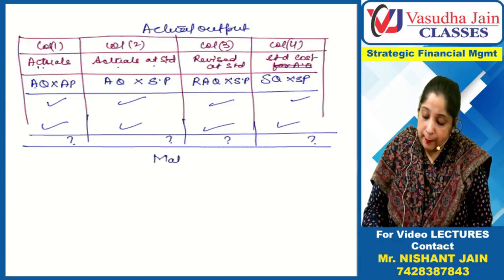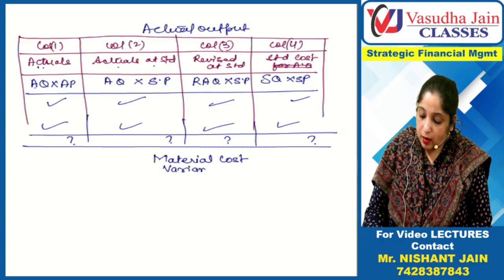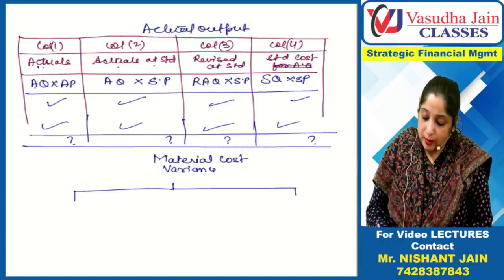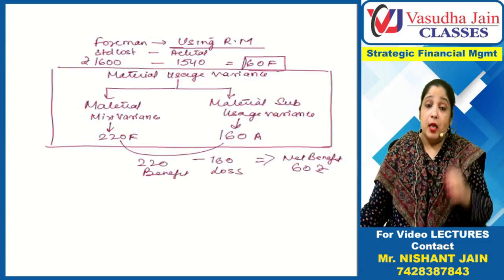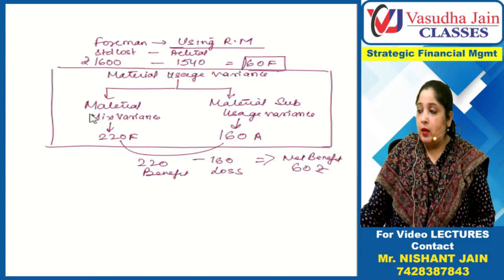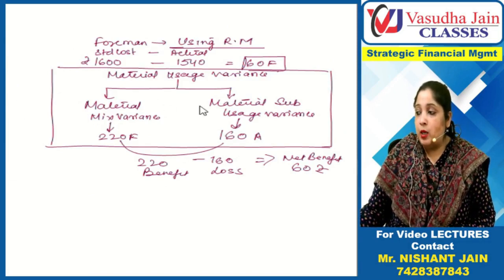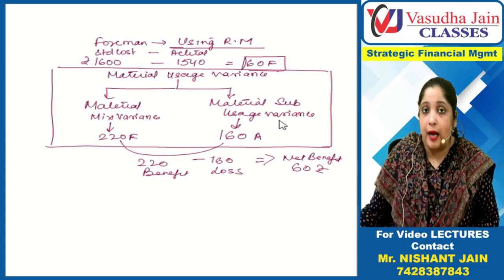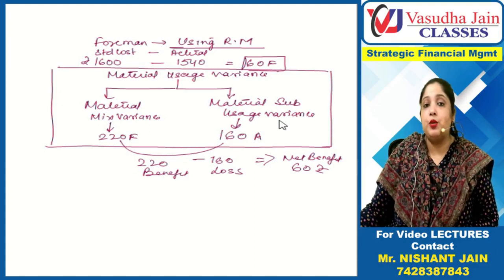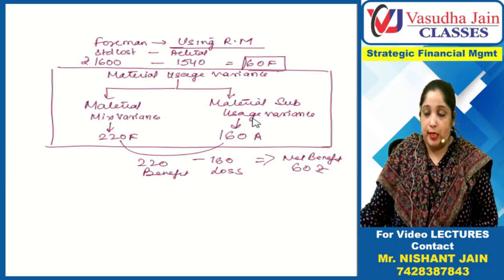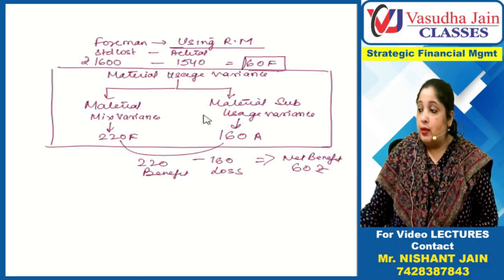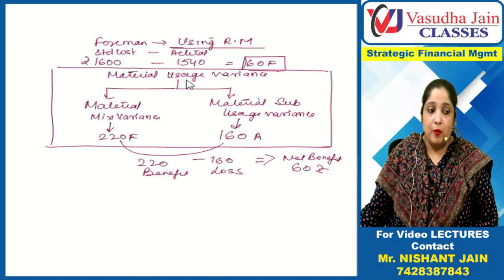After that, you will prepare a flow chart, material cost variance. In this flow chart, there are two subdivisions. See, I'll go back. I'll explain you. There were two people in our company. Foreman has done two mistakes. He has used the raw material wrongly, wrong quantity of raw material. 100 kg was, instead of 100 kg, he used 110 kg. So that mistake name was given sub usage. Then he changed the proportion also.